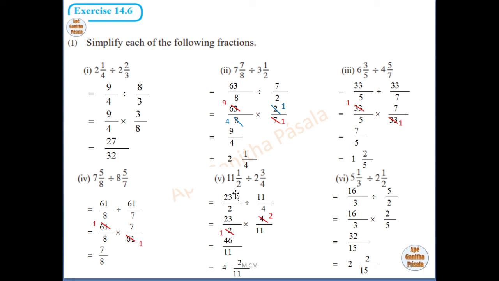Next one. 2 into 11, 22. 22 plus 1, 23. 23 over 2. Division sign. 4 into 2, 8. 8 plus 3, 11. 11 over 4. Interchange numerator and denominator. 4 over 11. 2 and 4 divisible by 2. 2 divided by 2, 1. 4 divided by 2, 2. 11 and 23 not divisible.